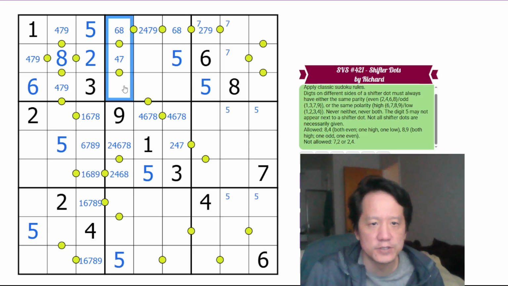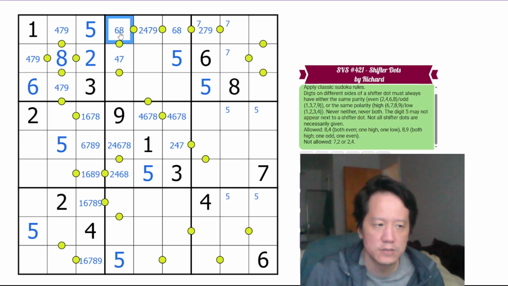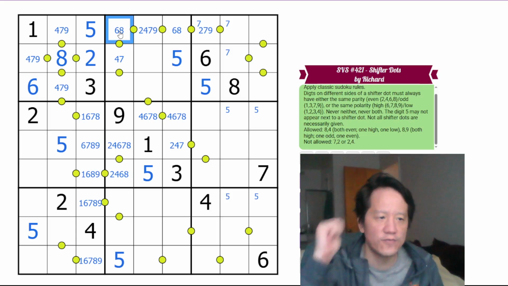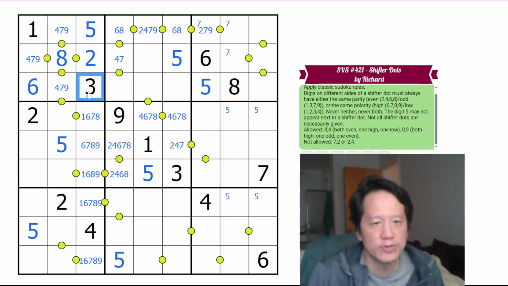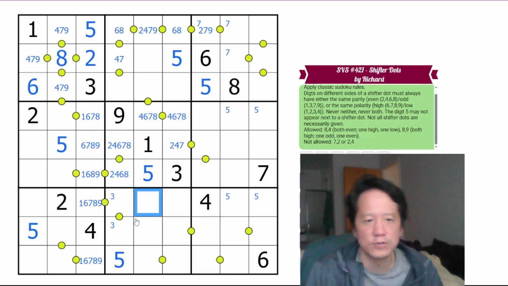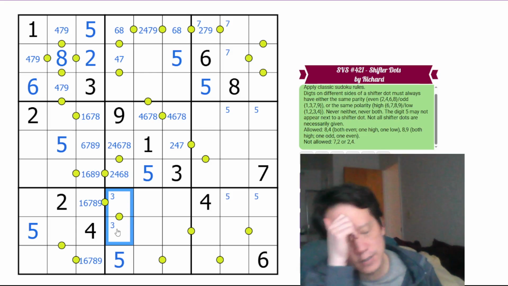Actually, where is the 3 in column 4? It cannot be any of these because, again, 3 can't be next to a 6 or 8 on a shifter dot because it's a different parity and it's a different polarity. This can't be 3 because of the 3 in the row. This can't be 3 because of the 3 in the box. Therefore, one of these is a 3. Therefore, it's a low odd digit.